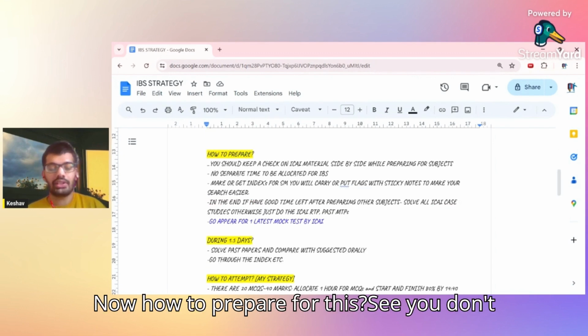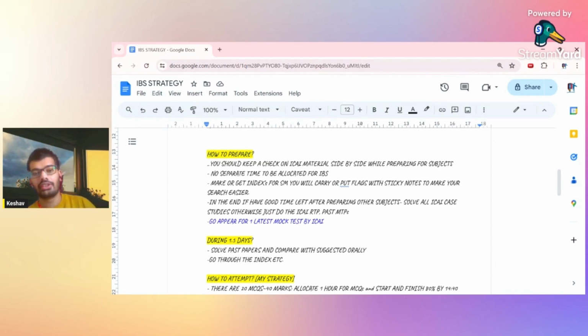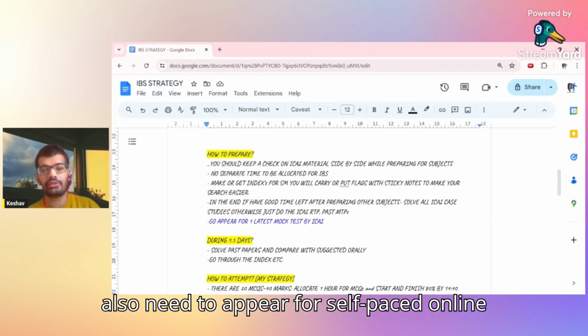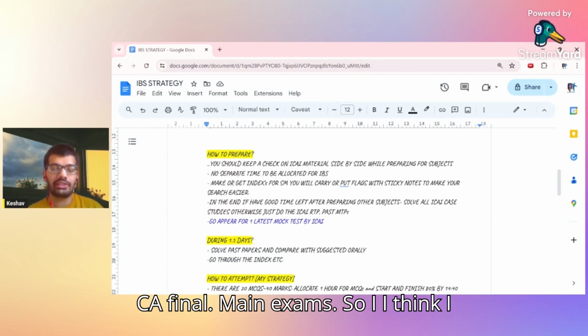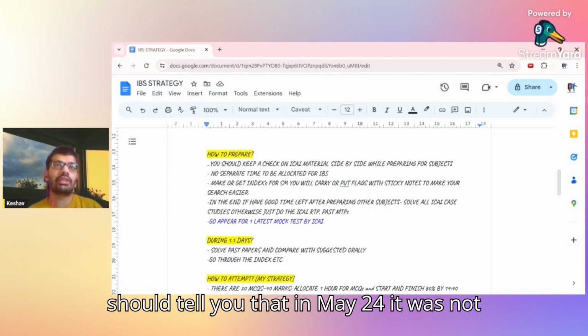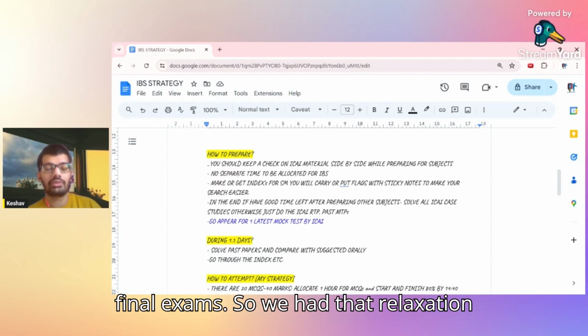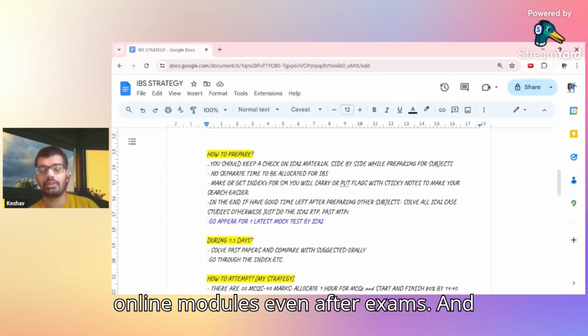Now, how to prepare for this? See, you don't need to give any separate time for IBS. You are already burdened with 5 or 6 subjects, and now you also need to appear for self-paced online modules before appearing for the CA final main exams. I think I should tell you that in May 24, it was not mandatory to clear your self-paced online modules before appearing for CA final exams. So we had that relaxation that we can appear for the self-paced online modules even after exams.